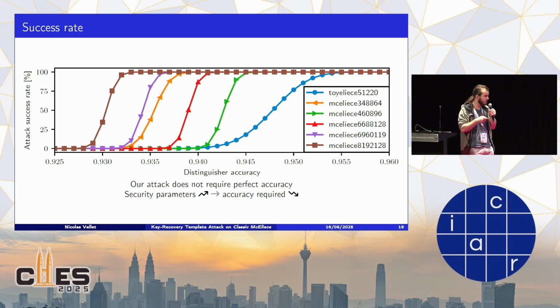So now for the success rate, we can see that the success rate is equal to 100% for all the McEliece sets of parameters, as long as the accuracy is higher than 94.5%. And an interesting result to see is that when the value of the security parameters is higher, then the accuracy required for the attack to work is lower.